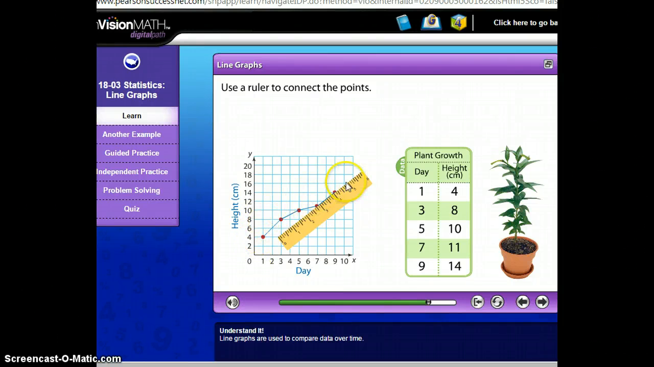Increasing. From the beginning, from 0, 0 on, it's going up. It's increasing. Why is it important to use a ruler to connect the points? The connected points in a graph show the trend in the graph more clearly. What does the shape of the graph tell you about the plant? That it is increasing in height. The graph shows that the plant is slowly growing taller.